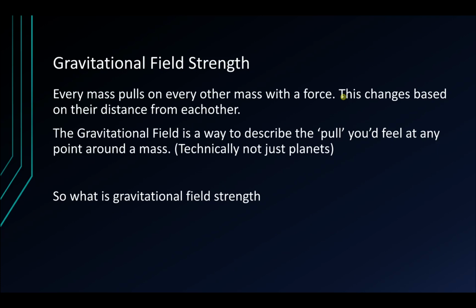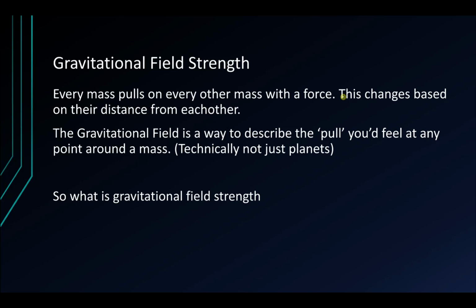So gravitational field strength is going to be how we describe this pull that you would feel at any point around some mass. I really want to drive home the idea that this doesn't have to just apply to planets. This applies to any objects that have a mass. They apply a pull between the two objects. This law of gravitation is not restricted to large massive objects. It happens between anything that has a mass.